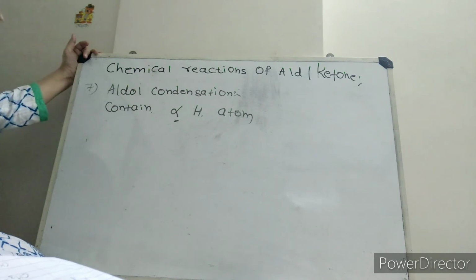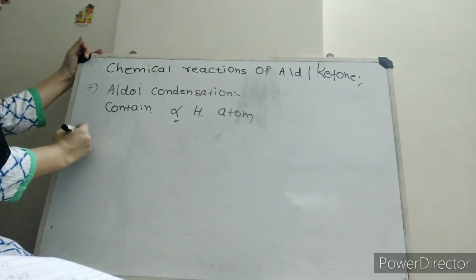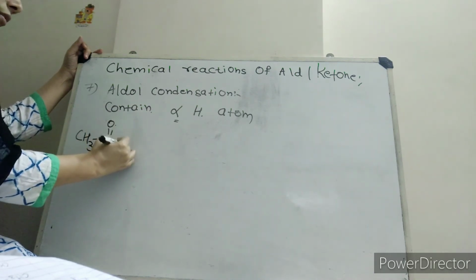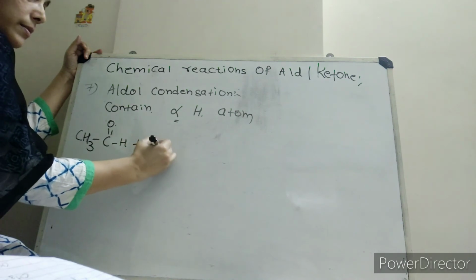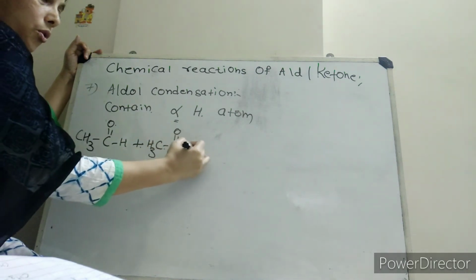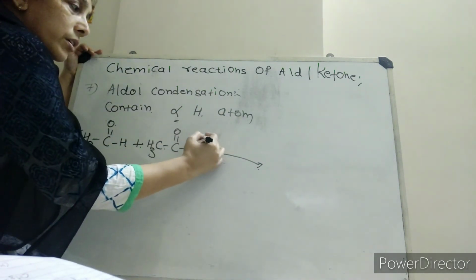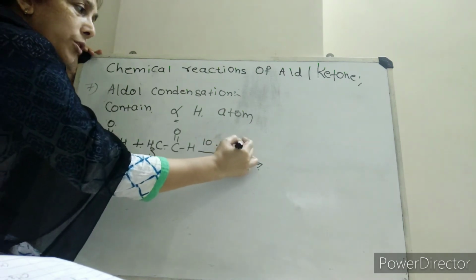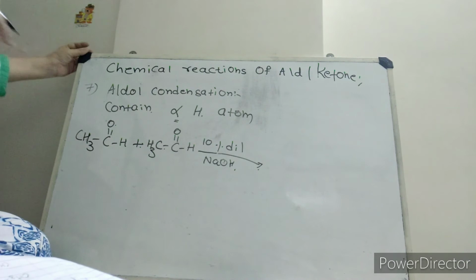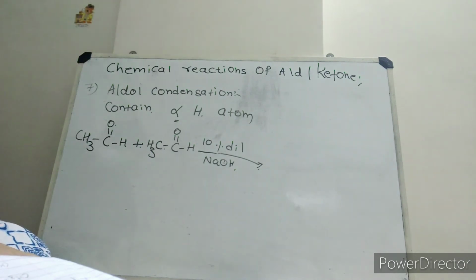Suppose I take two molecules of acetaldehyde, CH3COH plus CH3COH, in the presence of 10% dilute NaOH, either KOH or Na2CO3. Then how does the addition take place?